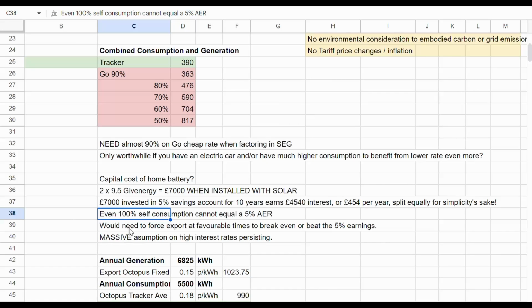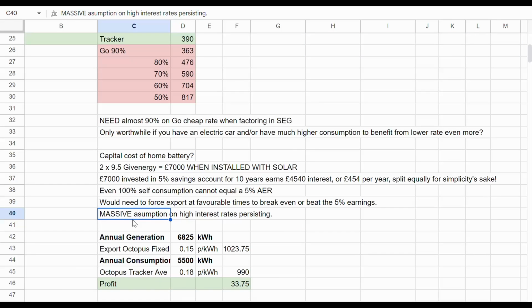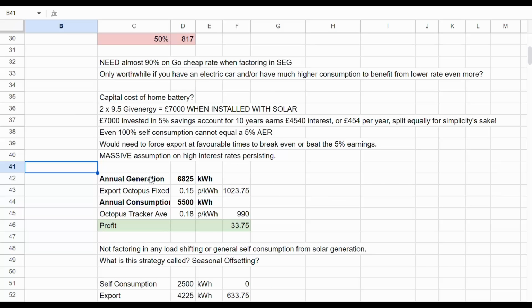If you want to take a risk. But then again, installing solar and battery is not necessarily the massively safe bet that it once was, as we can see from some of these calculations. So again, a massive assumption, we could at least spell it correctly, right, on high interest rate persisting.